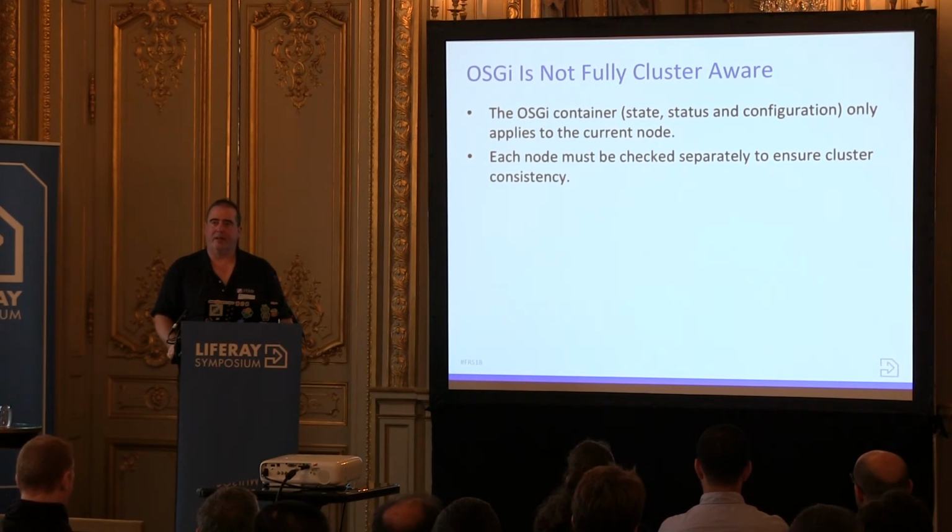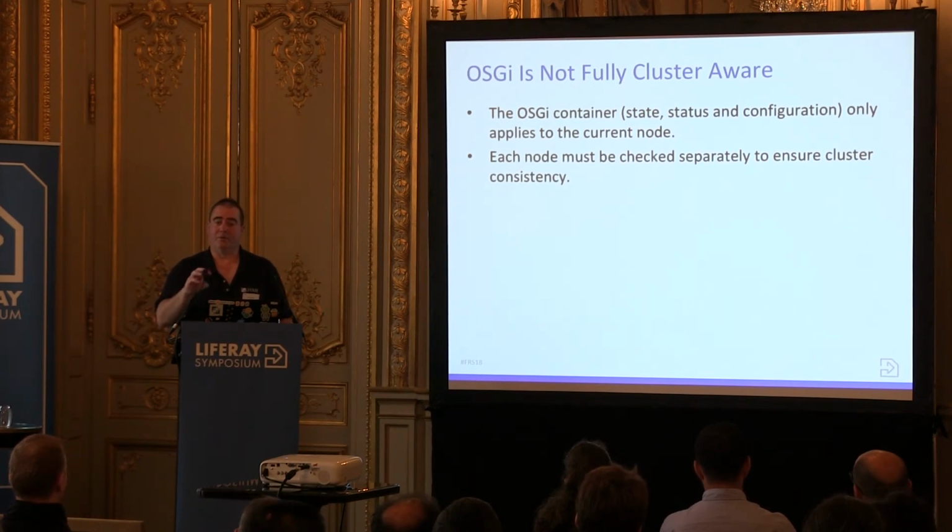OSGi is not necessarily fully cluster aware. So when you do things in the cluster, sometimes it's going to make it to the other cluster nodes, other times not so much. Just like when you do a deployment, if you deploy a module to one OSGi container, it doesn't propagate to your other nodes in the cluster. You have to manually deploy to each one of those nodes.